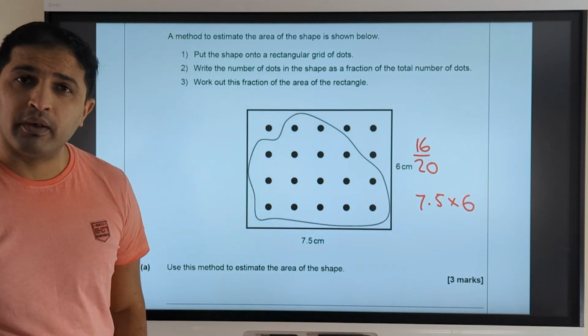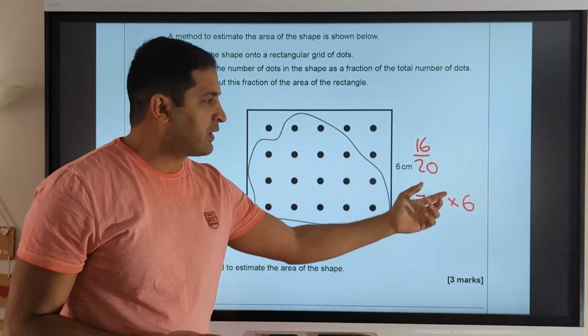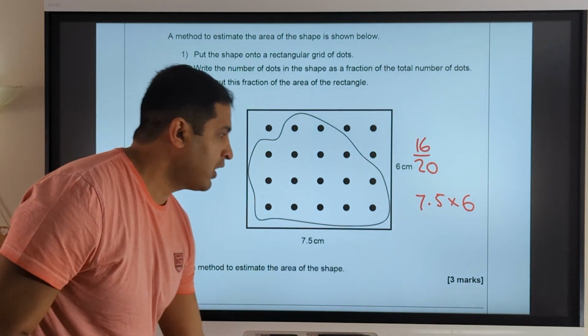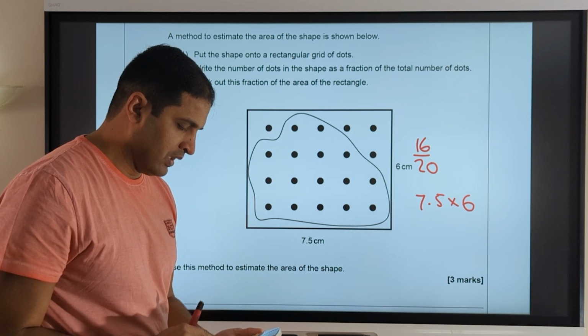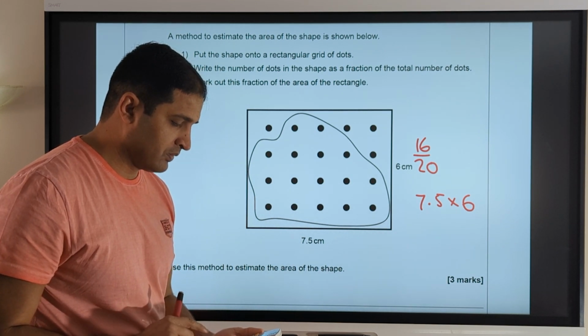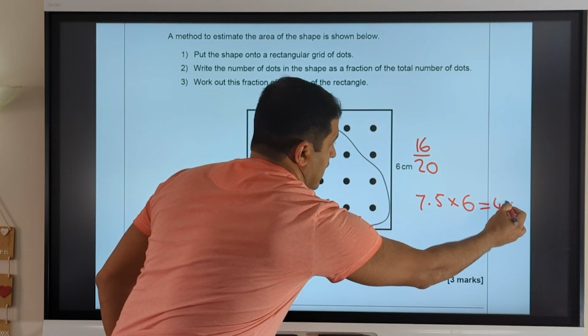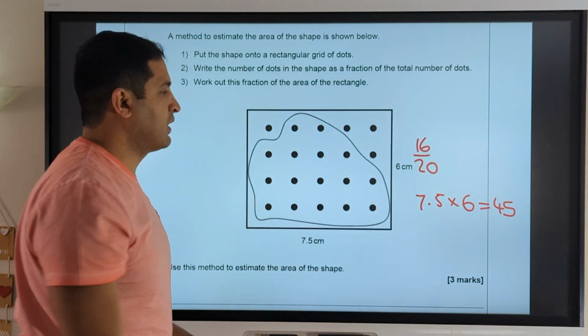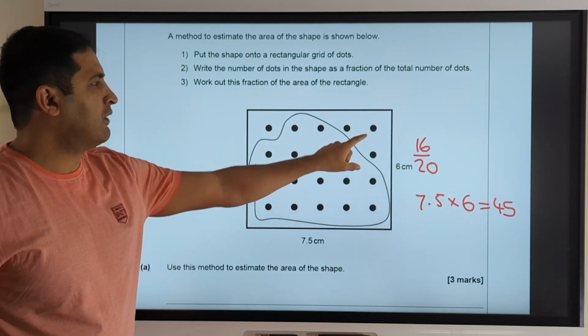Again, you have a calculator at your hand or available to you. Use that to work out what that would be. You possibly get 1 mark if I did 7.5 times 6, which turns out to be 45. So the area of the entire square is 45, and this covers 16 of these dots out of 20 dots.